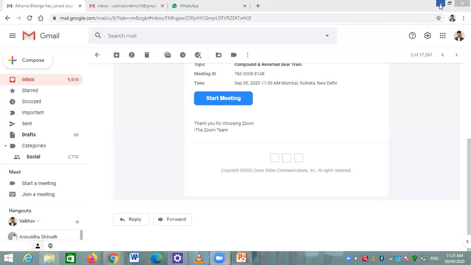Okay, this is the compound and reverted gear train. So we will take one numerical which is based on a compound gear train.